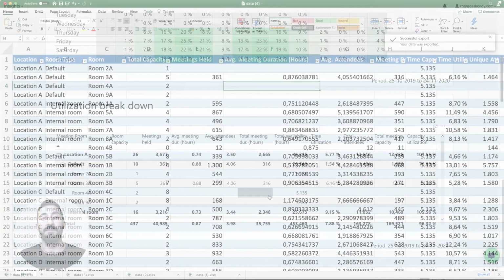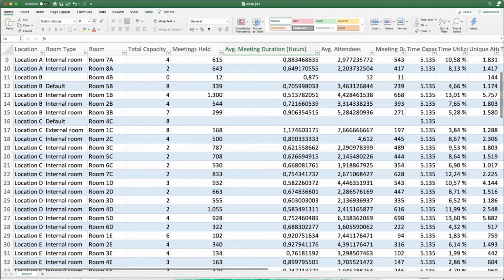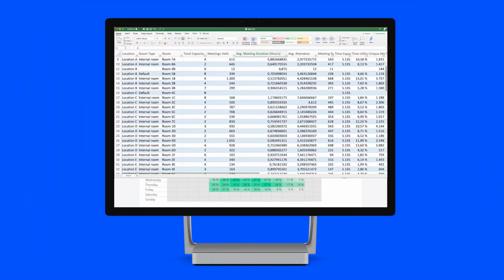export data to Excel. We hope that this gave you a powerful understanding of our AskCody Workplace Insights.